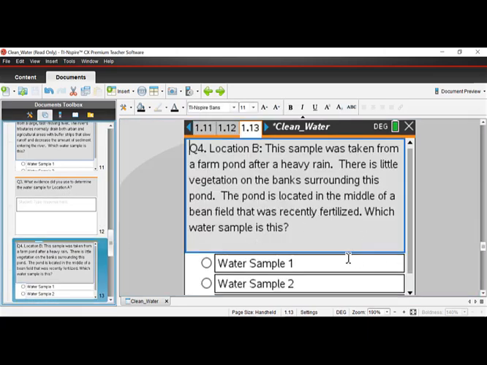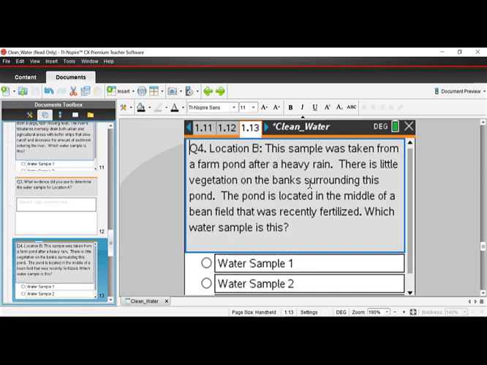Let's go to question 4. Location B. The sample was taken from a farm pond after a heavy rain. There is little vegetation on the banks surrounding this pond. The pond's located in the middle of a bean field that was recently fertilized. Which water sample is this? All right, well, let's go back to the data.